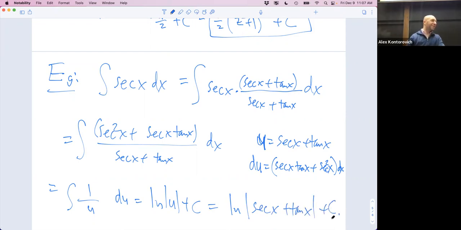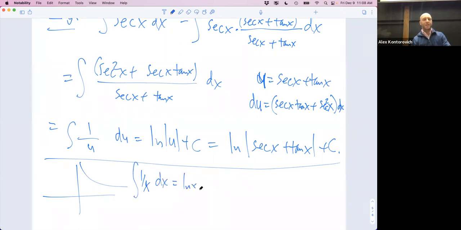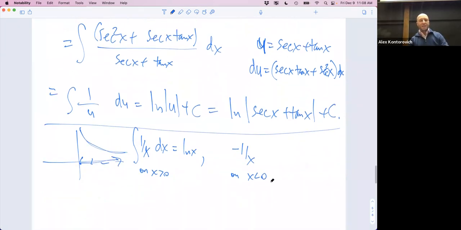So this is the kind of stuff that takes a little bit of doing to get good practice with. Why is it the natural log? Okay, so let's go over that. If I look at the function 1 over x on the positive numbers, you're perfectly happy with why the antiderivative of 1 over x is ln x. When x is positive, 1 over x has a nice antiderivative, that's the natural log function.